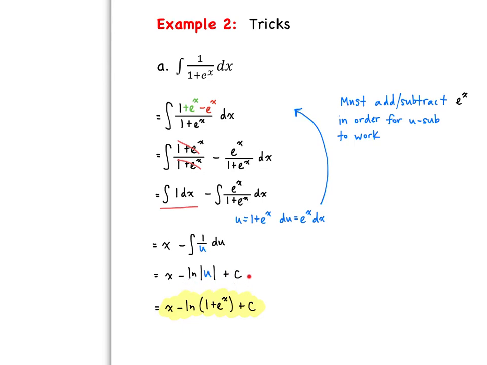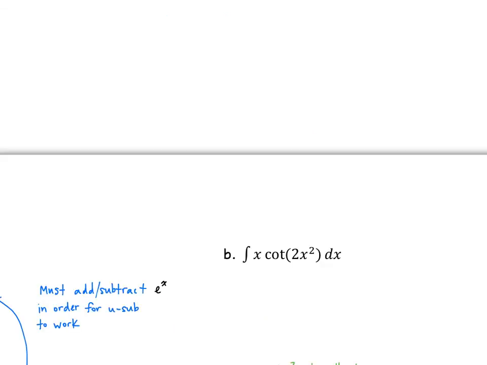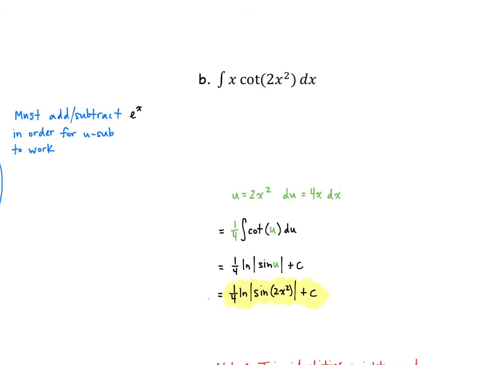Don't forget your plus C. All right, and then we can make our substitution back, and we get our final answer there. Again, I can drop the absolute value because 1 plus e to the x will always be positive. So in order to make that u substitution, the trick is adding and subtracting e to the x. Otherwise, that u substitution just won't work. All right, I'm going to let you guys take it from here. So go ahead, this last example, integrate x times cotangent of 2x squared. After you go through it, come back and check how you did.